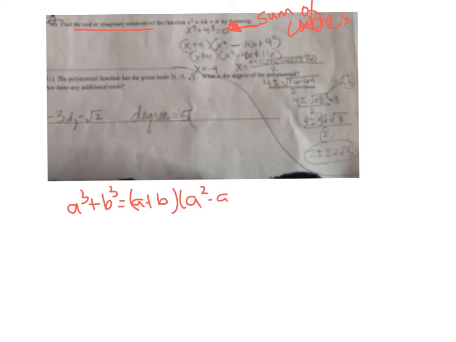Two kind of related ones. Find the real or imaginary solutions by factoring. I just wanted to show you again, this is the sum of cubes. So this is a factoring problem, and you're going to have to know this. When you have a binomial with a cube, with the plus or minus, remember that a cubed plus b cubed turns into a plus b times the quantity a squared minus ab plus b squared.